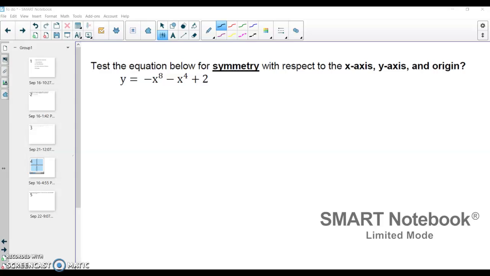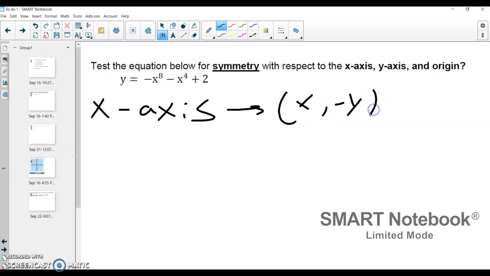Okay, so testing for symmetry, we've got to test all three. We can start with, and I'm going to start with, x-axis symmetry. X-axis symmetry is the one where we plug in a normal x but a negative y, and we hope to see this equation come out the exact same. So if I plug in a negative y, that's negative y equals negative x to the 8th minus x to the 4th plus 2.